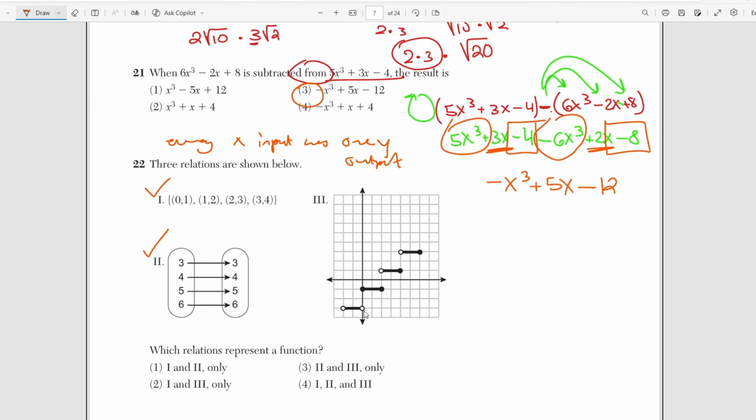Over here, when you're looking at a function like this, you want to make sure that there are no 2 black dots or 2 lines that are on top of each other.